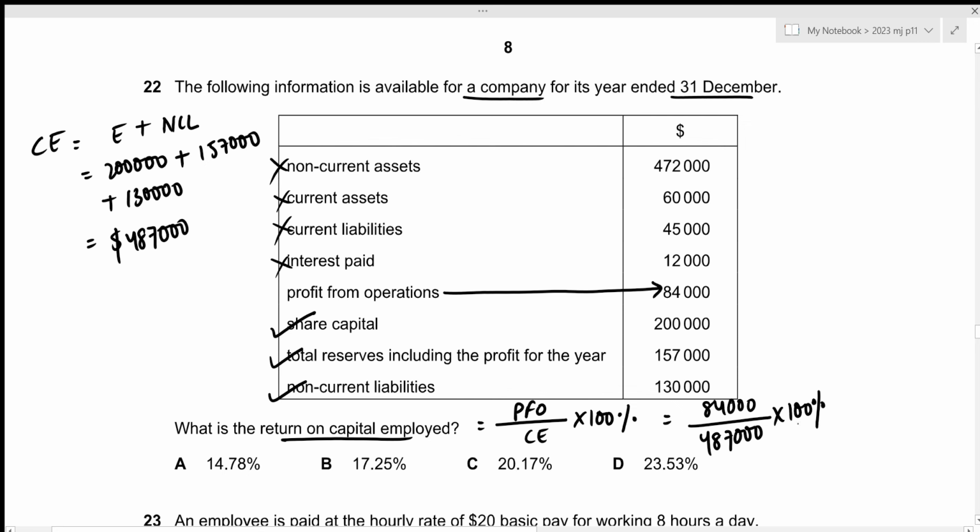So our return on capital employed is just going to be 84,000 divided by 487,000 times 100%, which is 17.25%. That's given in option B. Let's move towards the 23rd question.